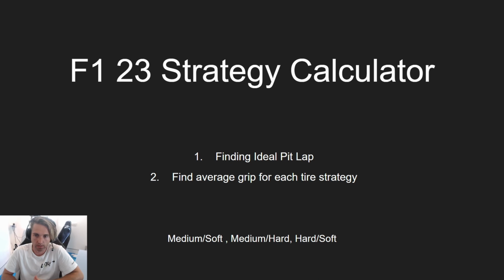This one's on a kind of full strategy calculator, looking at which combination of tires will give you the most average grip on a particular circuit. The steps of this are finding the ideal pit lap, using the same calculator I showed in my first video. If you guys didn't watch that, go watch that. And then finding the average grip for each tire strategy over the stint, looking at the three options for compounds: medium soft, medium hard, and hard soft.